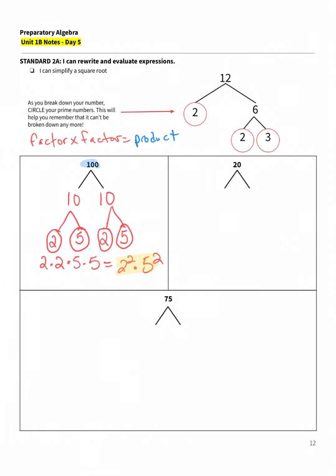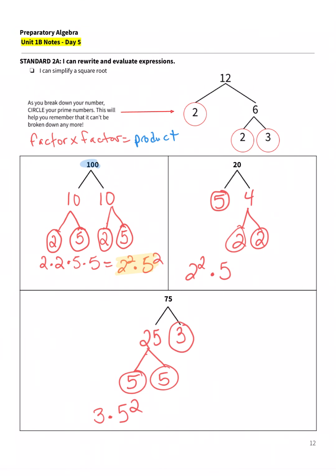Okay, so what you're going to do right now is you are going to try these two on your own. So pause the video and go for it. Okay, hopefully you tried these on your own and got the same answer as me. We have 20. Two factors to make 20 are 5 times 4. 5 times 4 equals 20.